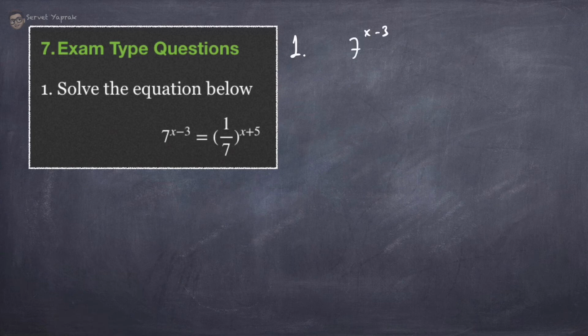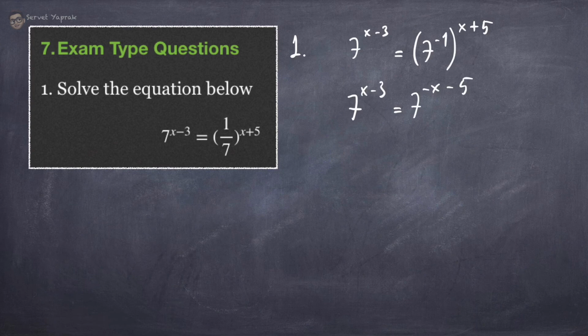So 7 to the power of x minus 3 equals 7 to the power of negative 1, to the power of x plus 5. And then we will multiply negative 1 with x plus 5 because it is power to the power. So it is negative x, negative 5. Since the bases are the same, the powers must be the same as well. x minus 3 equals negative x minus 5. 2x equals negative 2, and we find x equals negative 1.